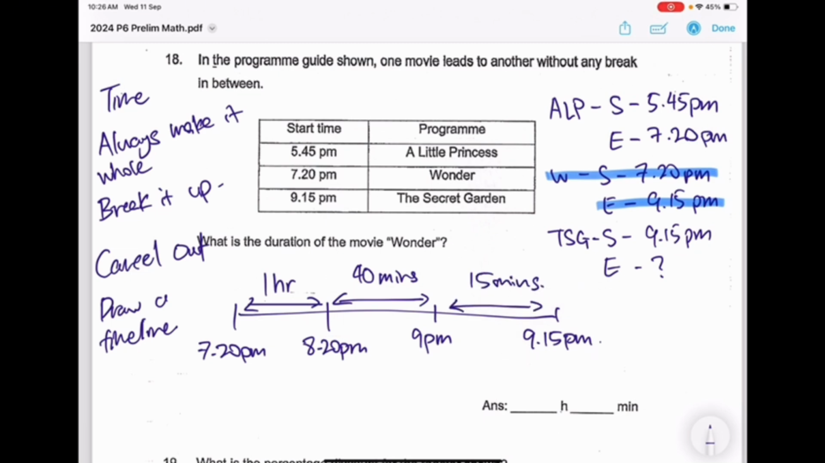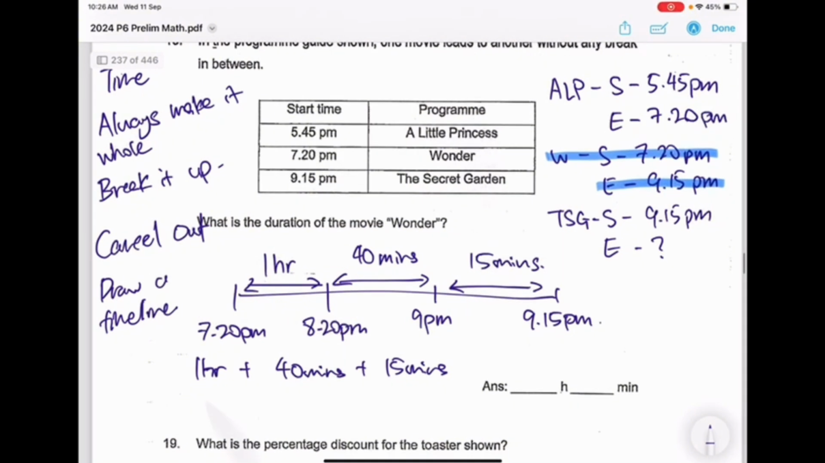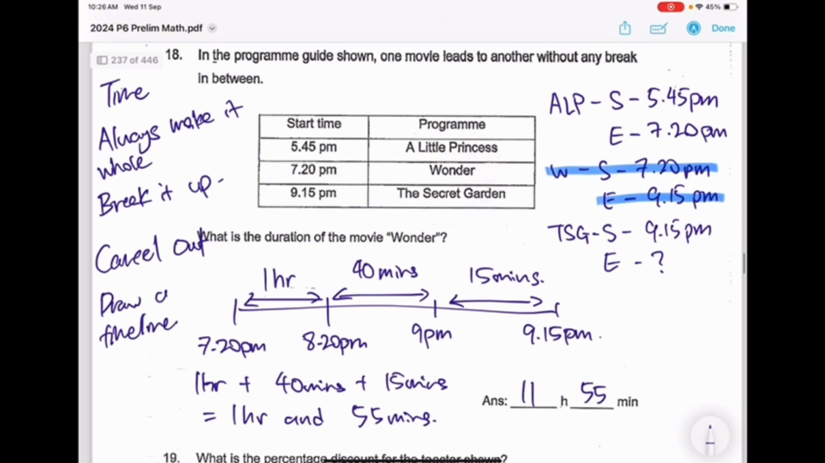Right, and what we have to do is just to plus these figures together. So we have 1 hour plus 40 minutes plus 15 minutes. It would just give me 1 hour and 55 minutes. And that is my answer for question number 18.